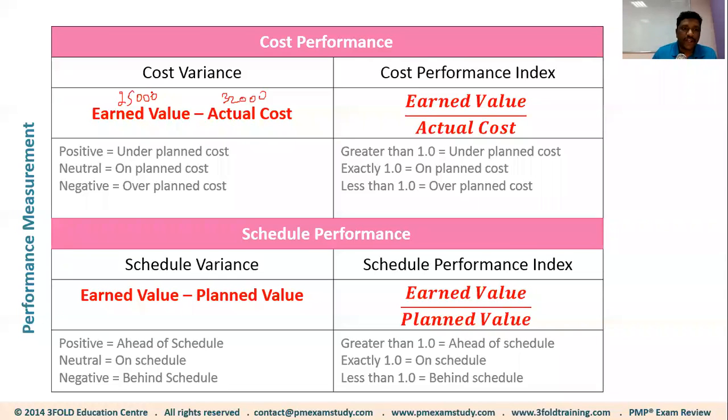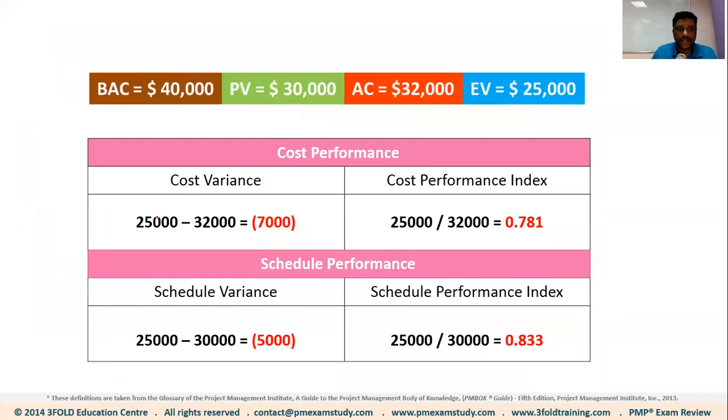When you have a negative variance, the performance is poor. When you have a positive variance, the performance is good. So we know for our example, the variance is negative, right? So the formula is earned value minus actual cost, right? When you do the math, it will be 25,000 minus 32,000. So you have a cost variance of negative, within a bracket means negative, I'm sure you all know that, 7,000. So negative 7,000.